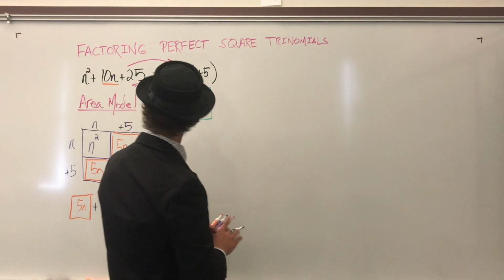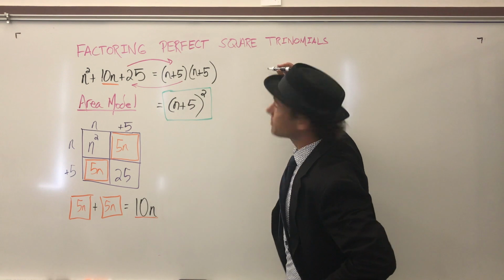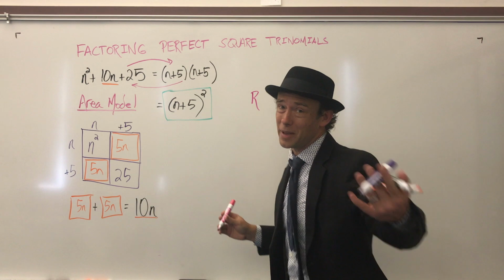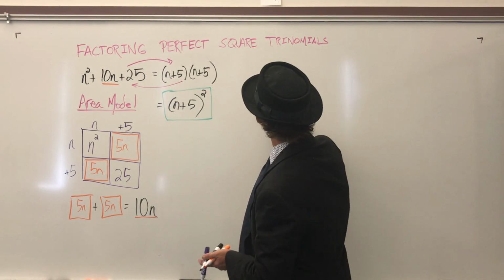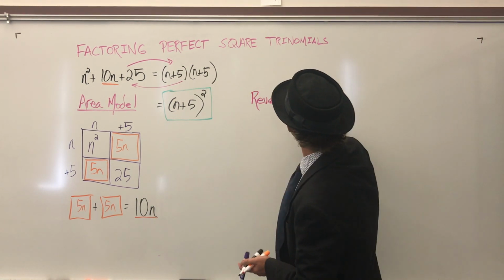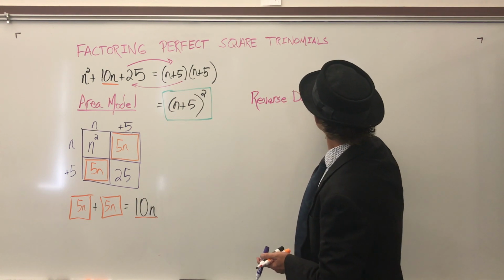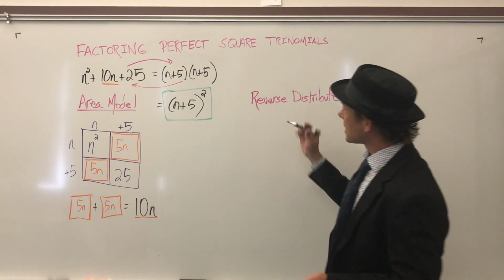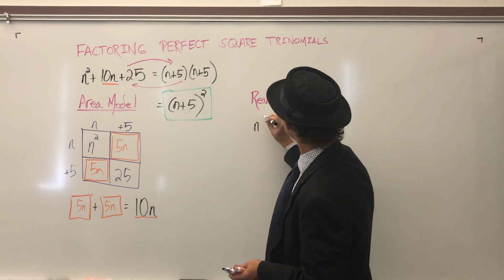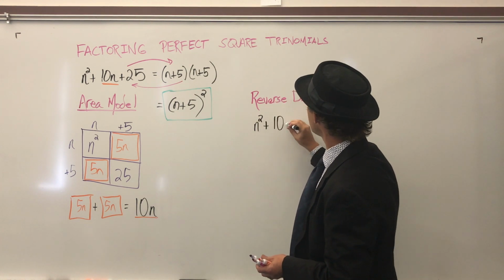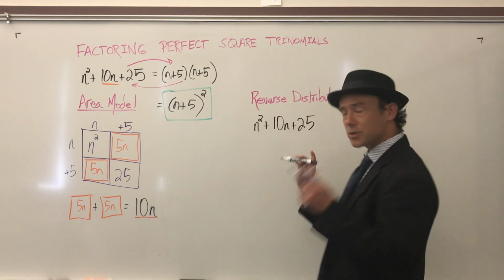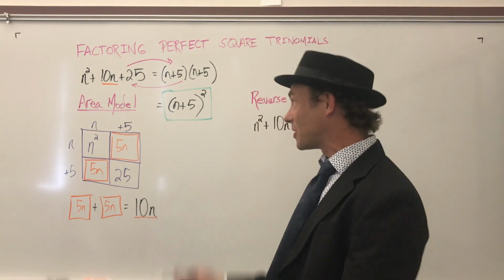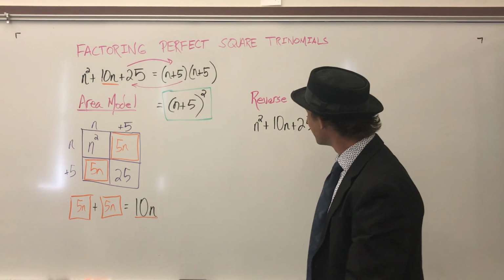All right. So I'm gonna do the same problem, but just a different way. So this is what I would call like the reverse FOIL method. Like if that's what you're calling it. I'm just going to call it the reverse distribute. So let's see what this method looks like. So let's go back to n squared plus 10n plus 25. Act like we don't know the answer, all right? Let's use our imaginations like we don't know the answer, even though we know the answer. Let's act like we don't.